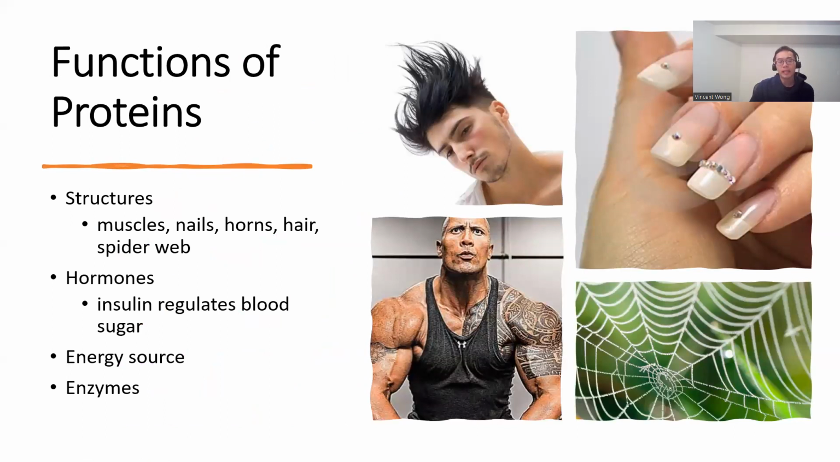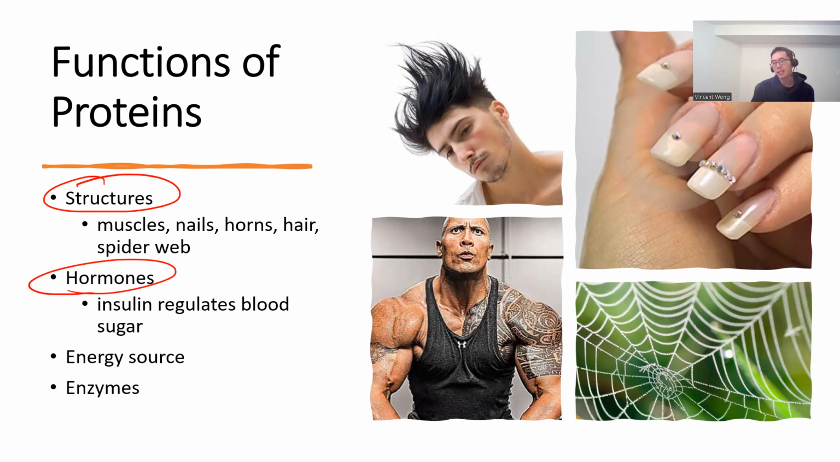Functions. What do we need proteins for? Proteins are important for forming various structures. They form muscles. You have two main proteins in the muscles. Nails, horns, hair, spider webs, all these things are made of proteins. They also make hormones. We already learned about the sex hormone, but those are lipid hormones, right? A lot of hormones in the body are protein hormones, like insulin.